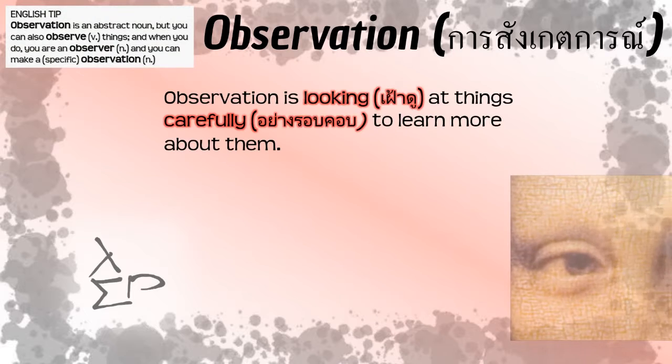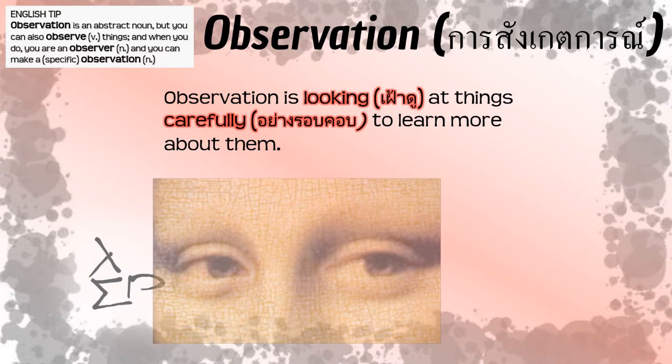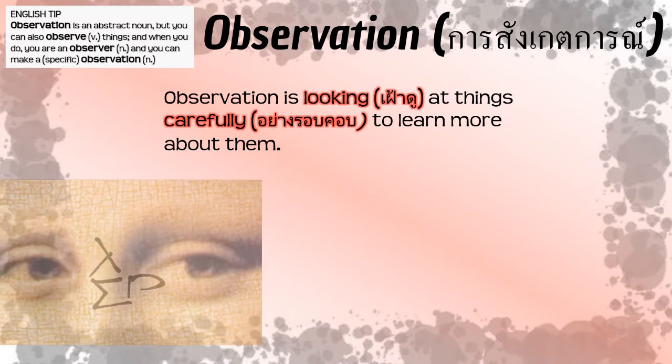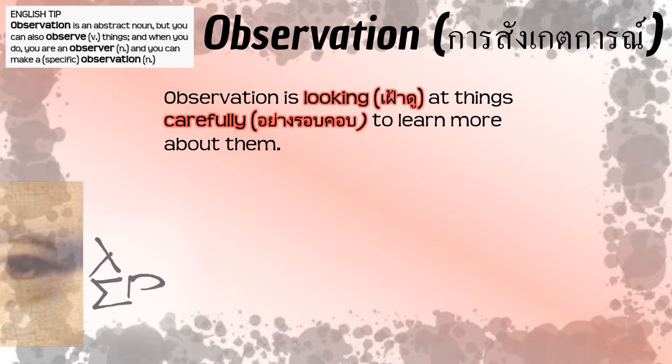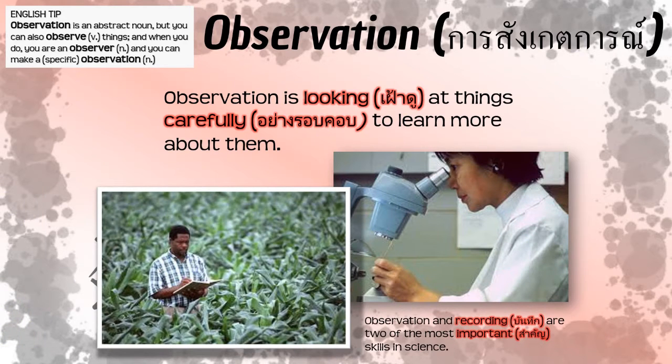Observation. Observation is looking at things carefully to learn more about them. Science is all about controlled observations to help us understand exactly why things happen. To do it right, we need to not only look very carefully, but also make sure we are looking at the right things and know what they are telling us. We also need to record everything we find out so that others can check it and use it.